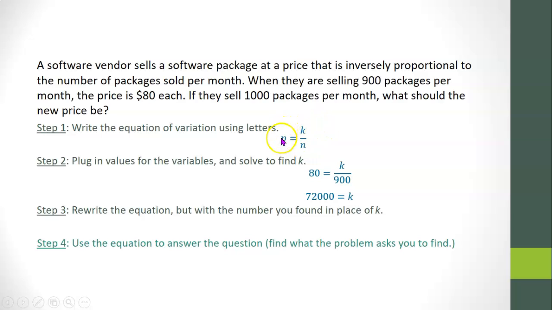And now if I go back and write this equation again, but put that number in place of K, here's what it looks like. P equals 72,000 over N. Now this is what we can use to answer this question. If they sell 1,000 packages per month, what should the new price be? We're putting 1,000 in for N, the new price. P equals 72,000 divided by 1,000. And that comes out to be 72. So the price, $72.